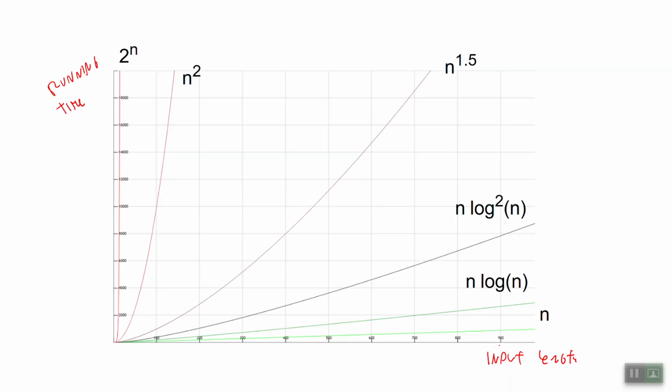Okay, the first function that we see is n. Because of the different scale, this looks like a nearly horizontal line. Then we see n log n, then we see n log squared n, and these two functions are fairly similar to n in terms of growth, although they grow faster. Then we see n raised to a power larger than 1, specifically n to the 1.5, and this already starts to grow a lot faster. Then we see n squared, and then we see an exponential function like 2 to the n, which looks almost like a completely straight vertical line on the slide.